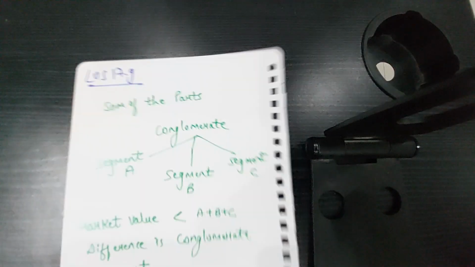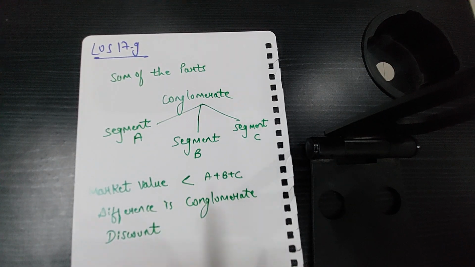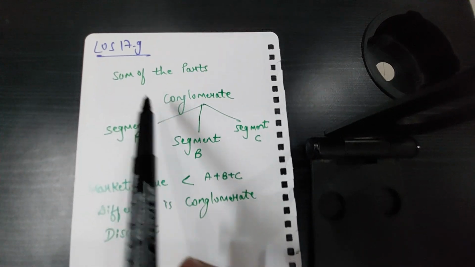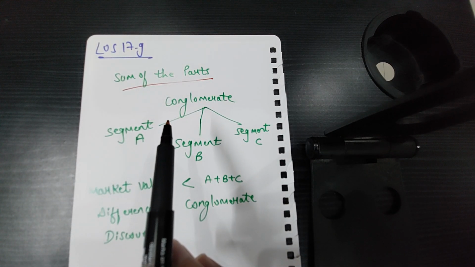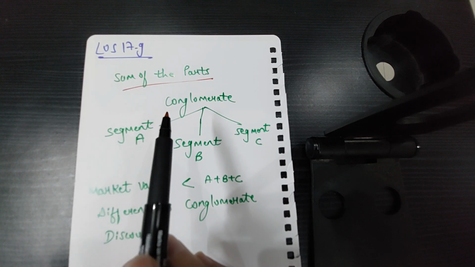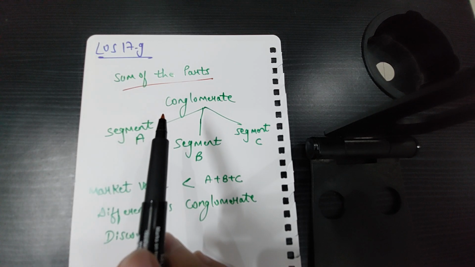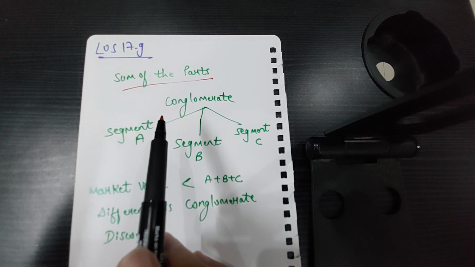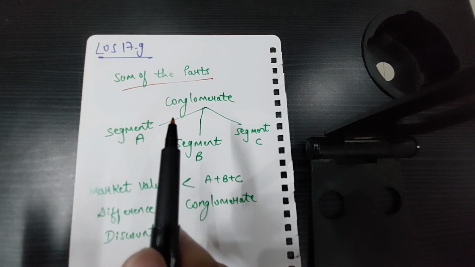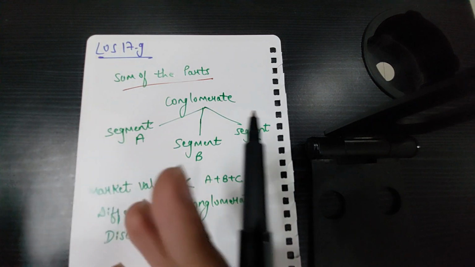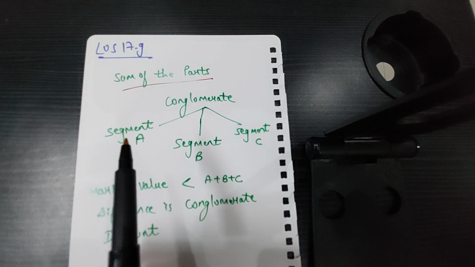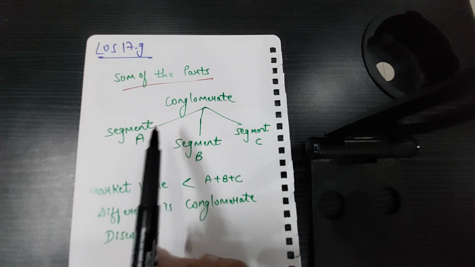Then we come to another LOS, LOS 17G, which describes sum-of-the-parts valuation and conglomerate discount. Sum of the parts applies to conglomerates, which are companies in different segments, different types of businesses. For example, ITC is in the hotels business, FMCG business, and tobacco business. Now they have divested from the hotels business, so now they are split. But that is a conglomerate.